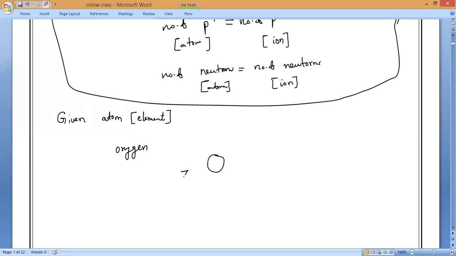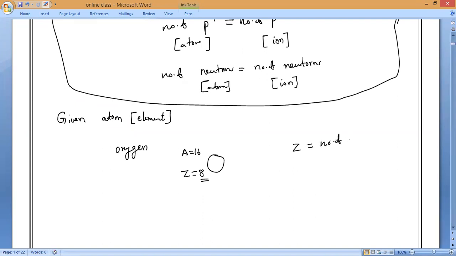Z, atomic number, how much? Z will come down or up? 8, sir, for oxygen. Atomic mass how much? 16. That is what you have to remember. Now, as I told you, Z is equal to what? We all know. Z means what?